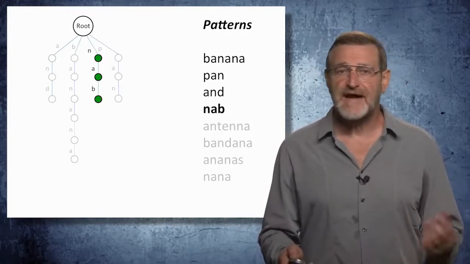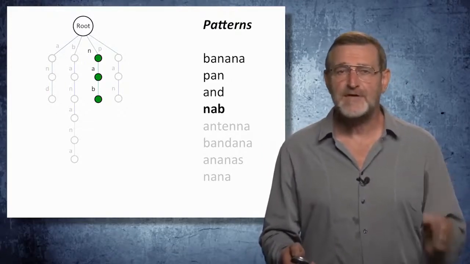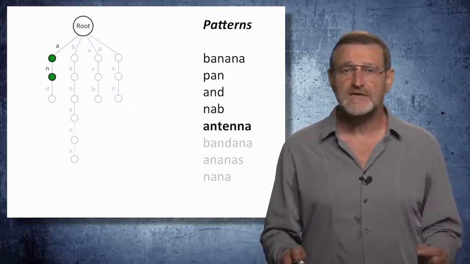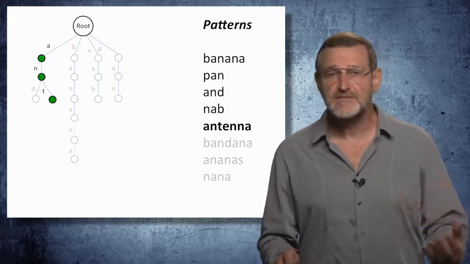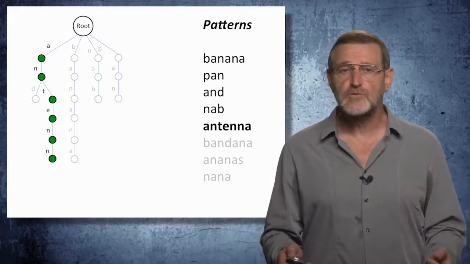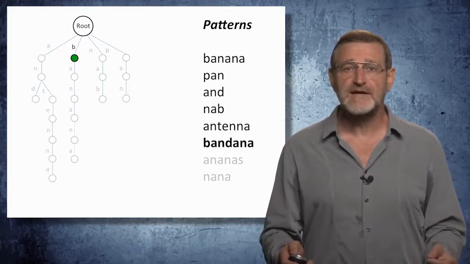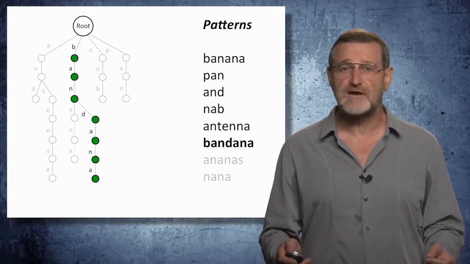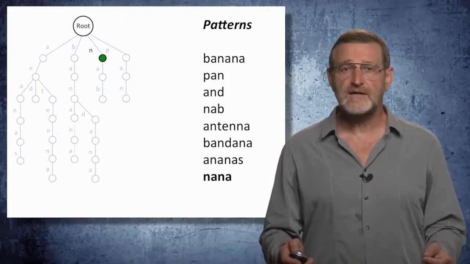Let's go to the next one, antenna. Now, the first letter in antenna already appears on the way from the root. It is right here. The second letter also appears on the way from the root, and then we need to branch the previous path into 2 paths to construct a path for antenna. Now let's do bandana. We proceed further, and now we again have to branch the path. Continue with ananas, again branching, and finally continue with nana, branching again.